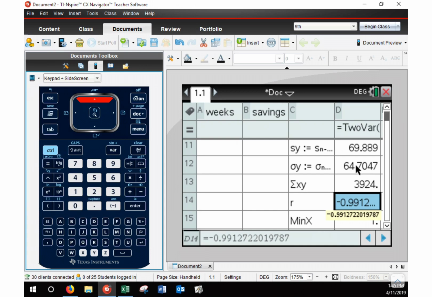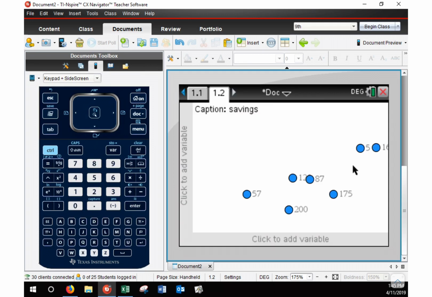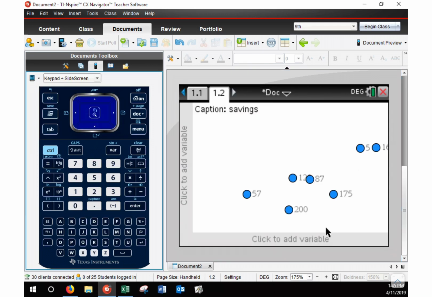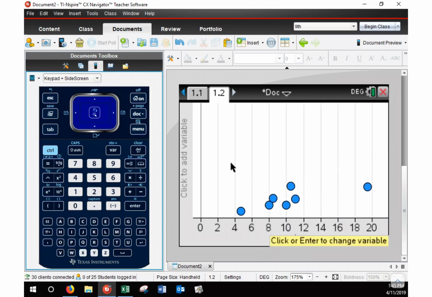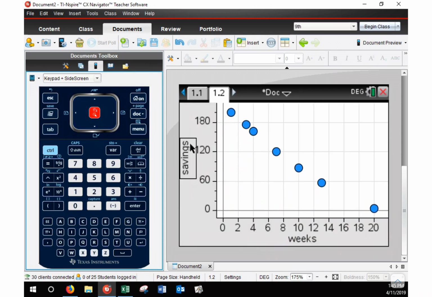Now I also need to write the equation and draw my scatter plot. So let's create a scatter plot. So Control Doc, we go down to Data and Statistics. But remember, I've got to choose my X variable, which was weeks, and my Y variable, which was savings, and there's my scatter plot. So I sketch that as best I can on that paper, which you should be able to get a pretty decent looking one because I kind of gave you the same window.